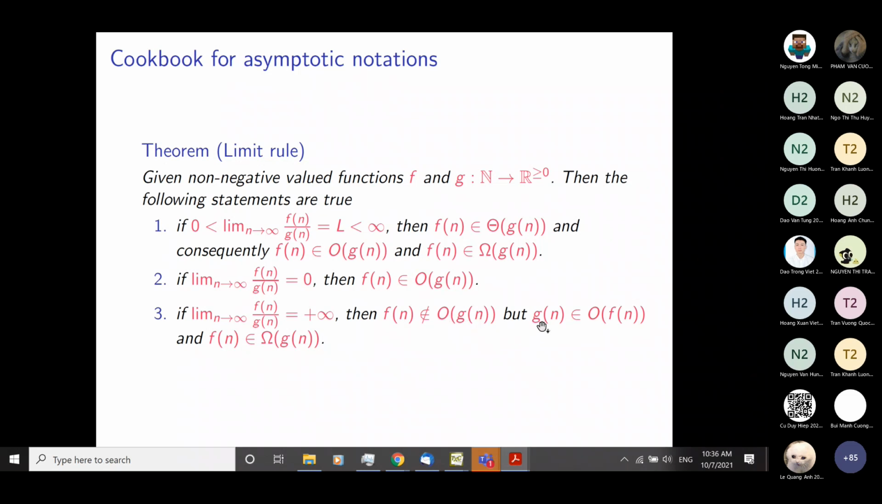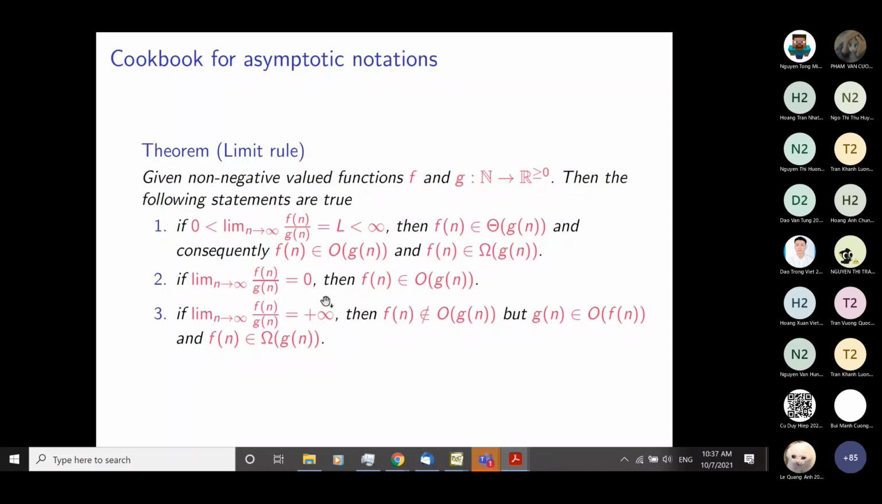But Gn is in big O of Fn, so Gn is smaller than Fn. In that case, we can say that Fn is greater than Gn for some constant. So this is another way that you can use to prove the complexity, or to prove that Fn is in some complexity class.